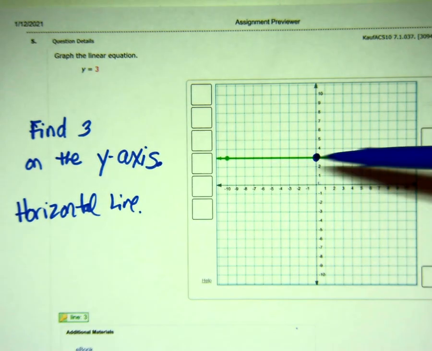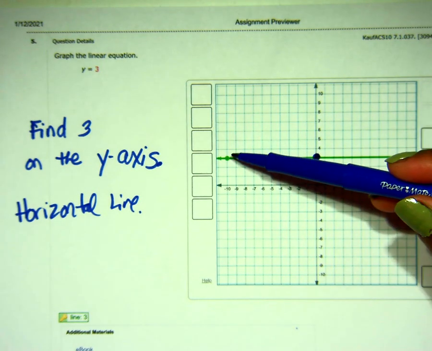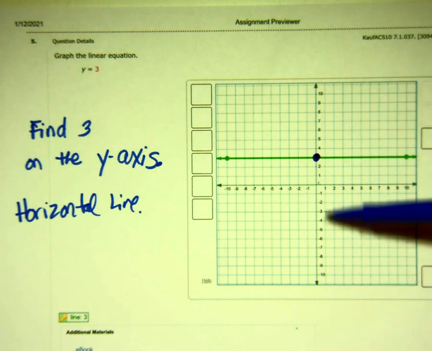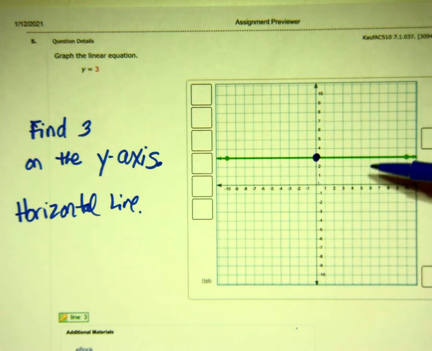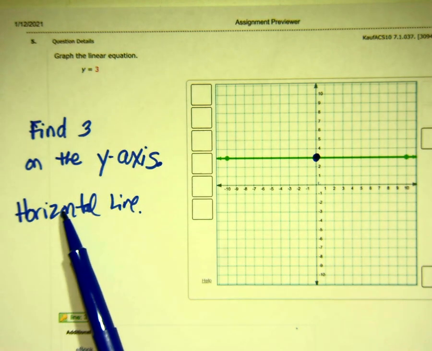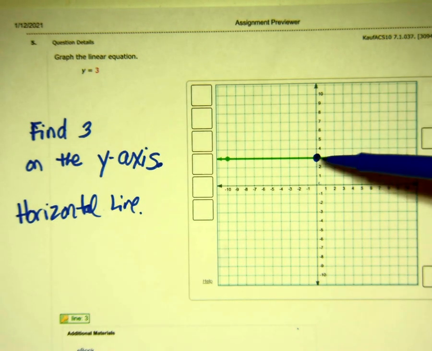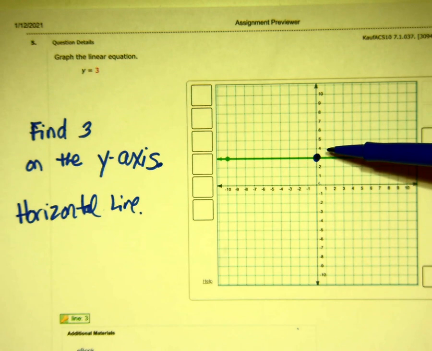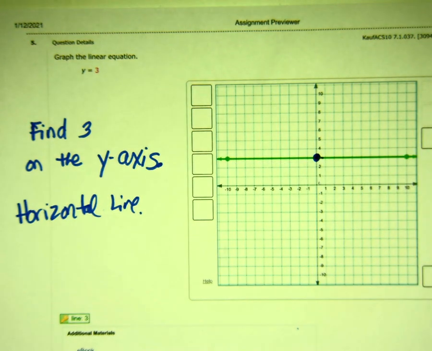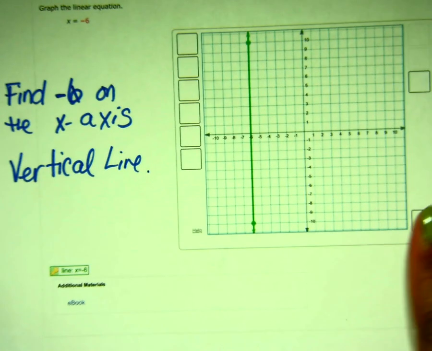Now the reason why it's horizontal, not up and down, is that no matter where you go, it's still at 3. Plus, if we did a vertical line, it would just be on the y-axis. So you're done with this problem. So when you're looking at the y-axis, draw a horizontal line. So again, the first step, plot a point at +3 on the y-axis, then draw a horizontal line. Now, if you're doing horizontal lines, you may be wondering, when do you do vertical lines? Let's look at our next example.